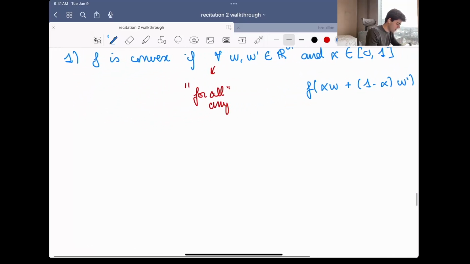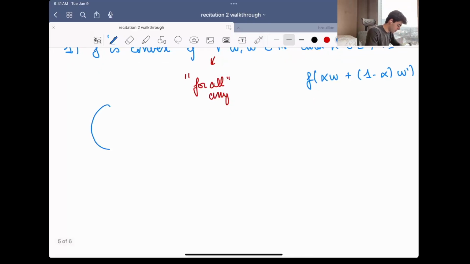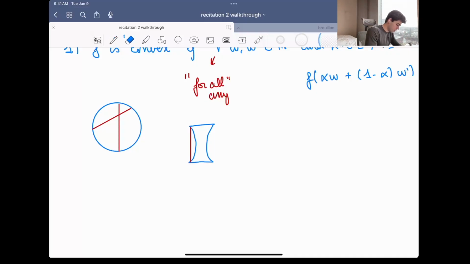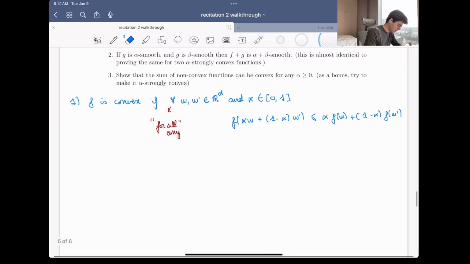You can see other definitions that say, for example, a figure is convex if any line segment drawn between 2 points of the figure lies inside the figure. An example of a non-convex figure is this, because you can draw a line between 2 points and it doesn't lie inside the figure. But we're not going to use this definition now. We're going to use this one. And okay, great. We have the definition of convex functions.